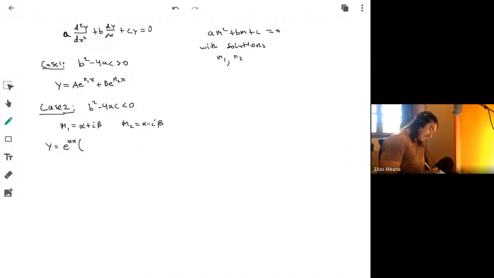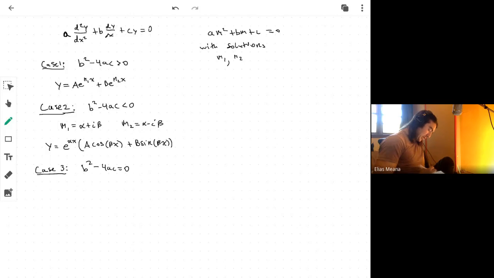a cosine of beta x plus b sine of beta x. So that's our general solution. And then case 3, which we just showed, is that b squared minus 4ac is equal to 0, in which case we have m1 equals m2. And so we can just call them both m1. Doesn't matter, choose one of them.